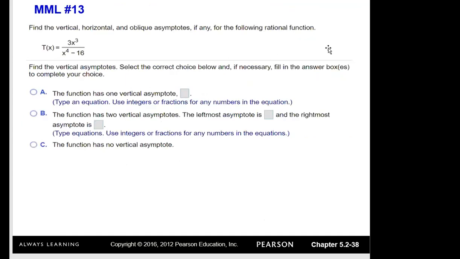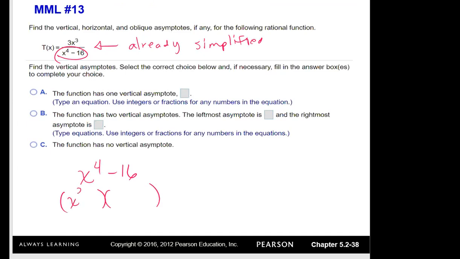All right, and this is number 13. Find the vertical, horizontal, and obliques. So I need to make sure it's in simplest form. This is already simplified. I can't reduce it anymore. So I'm going to take the denominator, and that I'm going to have to factor. That is the difference of 2 squares. That's going to be an x squared plus 4 and an x squared minus 4. But then the x squared minus 4 can be factored to be x plus 2, x minus 2.